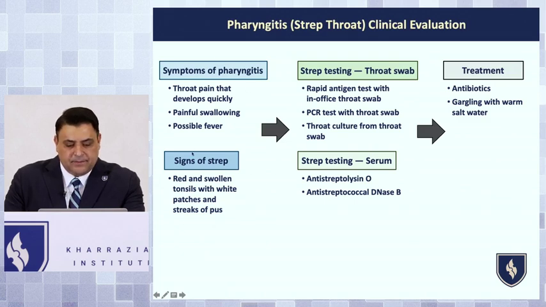And then they can be tested. Rapid antigen tests in the office can quickly check these in most clinics. PCR tests or throat swabs can be done. Throat culture can be done to look at the strep. Antibodies to strep can be tested. Anti-streptolysin O or anti-streptococcal DNase B can be done. You have antibiotics and you gargle with salt water.